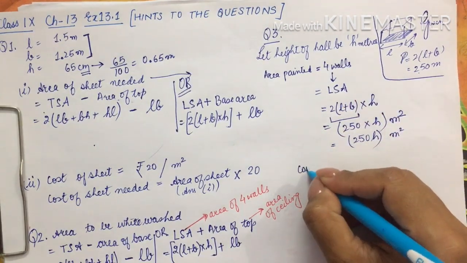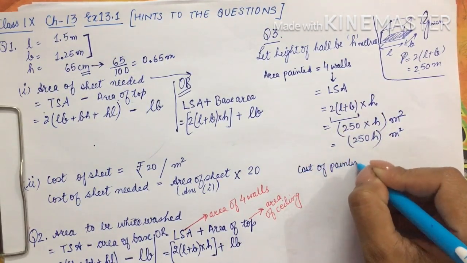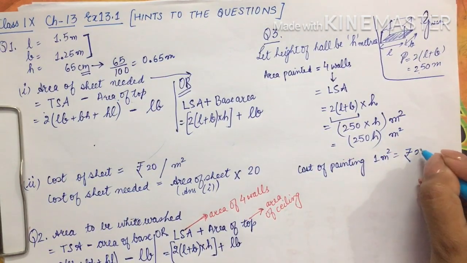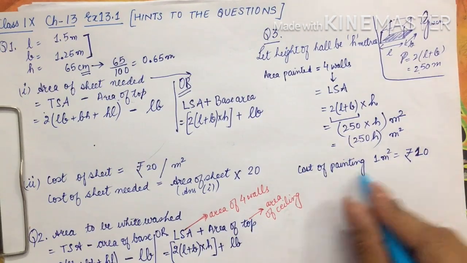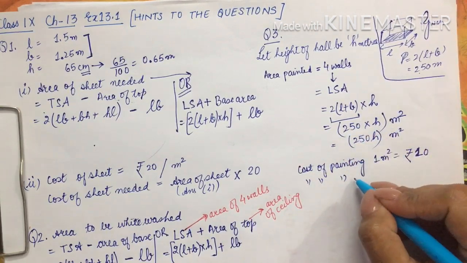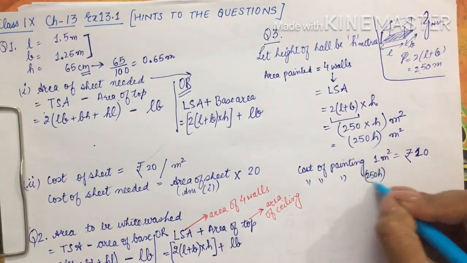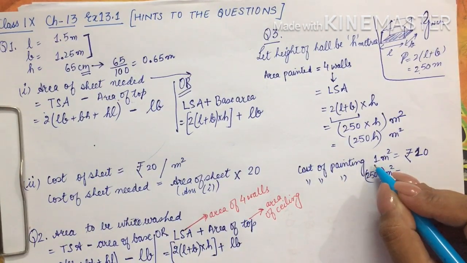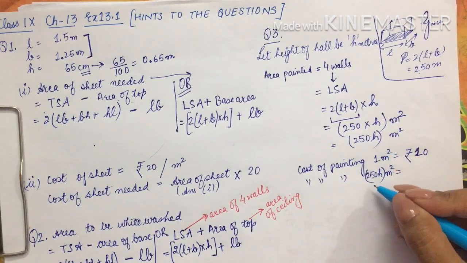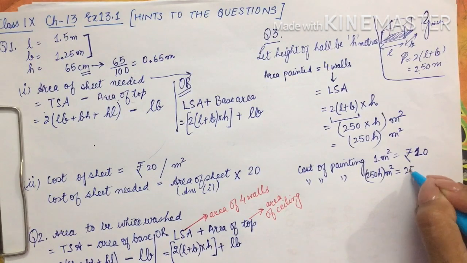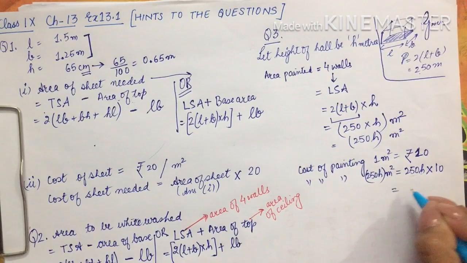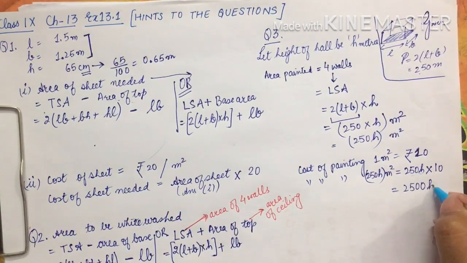What we've been given is the cost of painting 1 meter square is 20 rupees. Sorry, it's 10 rupees. This is what's given. And if we had to find out the cost of painting this much of area, the cost of painting 250 H meter square, we have the cost for 1 meter square. To find out the cost for 250 H meter square, from 1 to many we multiply. So this means the area for which we want to find out the cost will be multiplied with 10. So this is what will be the cost.